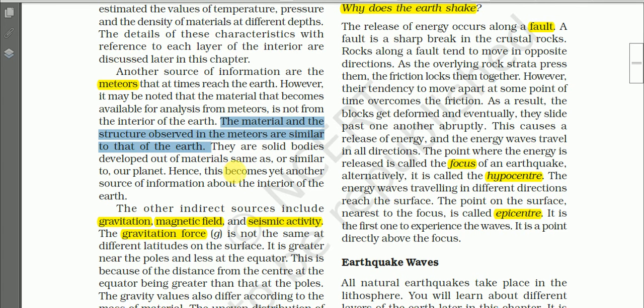They are solid bodies. These meteors are solid bodies developed out of materials the same as or similar to our planet, and hence this becomes yet another source of information about the Earth's interior. So by analyzing a meteor, we can also infer about the Earth's interior.